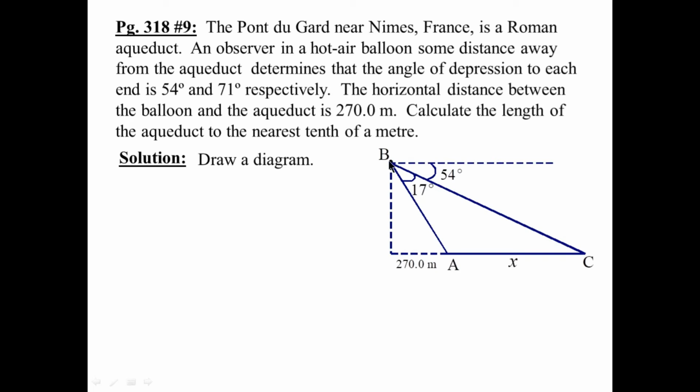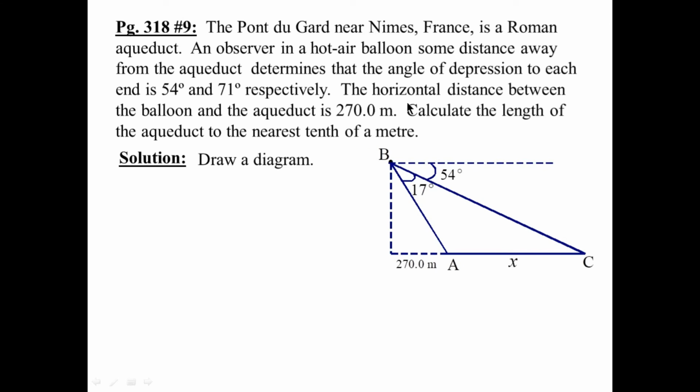Now, it says the angles of depression to the ends are 54 and 71 respectively. So if you're in this hot air balloon looking straight across, the angle of depression to look down at C, how much you have to push down your eyes, is 54 degrees, and 71 to push down to see this angle, or to see this end. Notice 54 plus 17 is that 71 degrees. So that's where these numbers are coming from. That's why B is displaced over here.